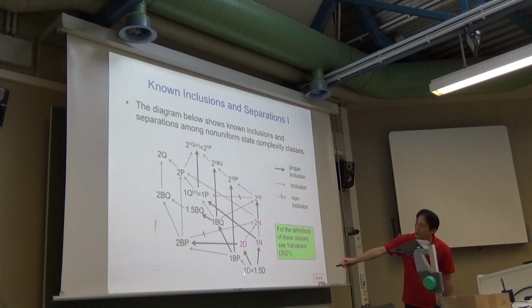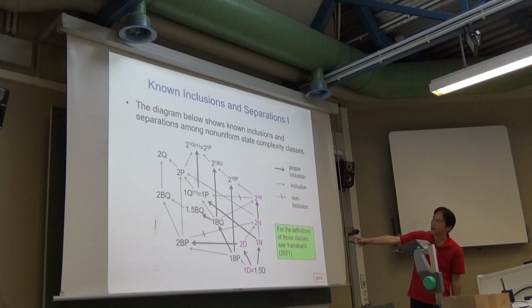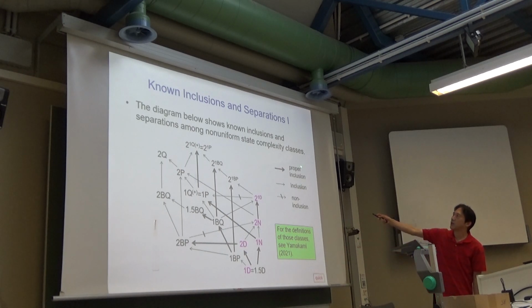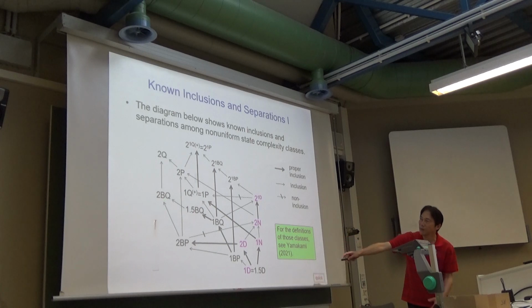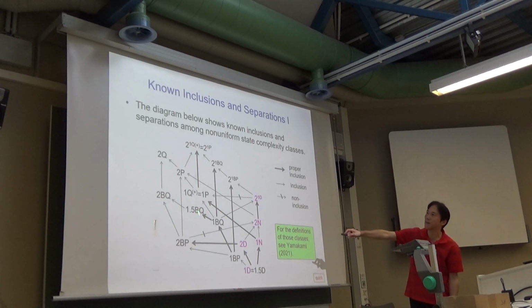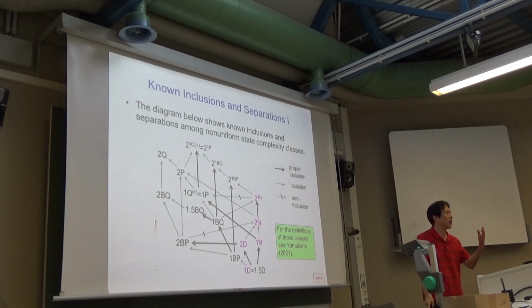For example, 1D is different from 1n. For example, 2n is different from 2 to the 1d. And that thick arrow refers to the proper inclusion. So we have some 2 cases. I'm not going to explain a whole bunch of things, but the Q stands for the quantum.